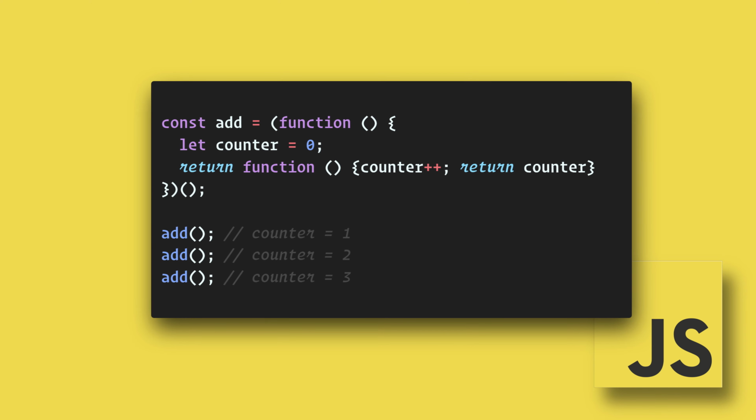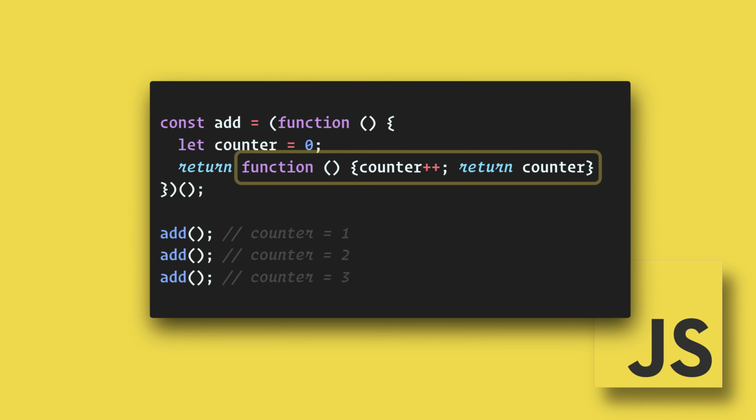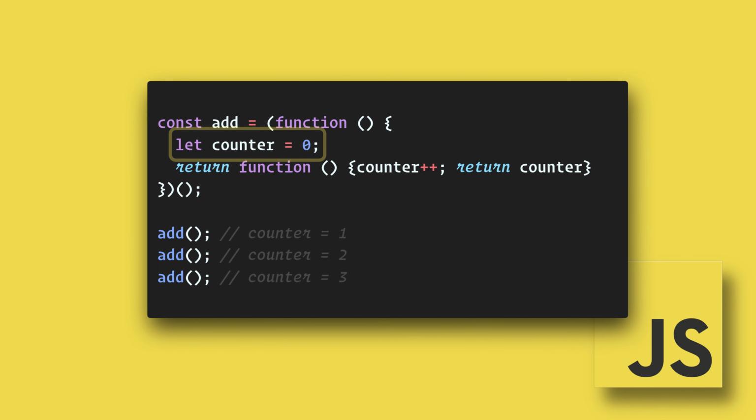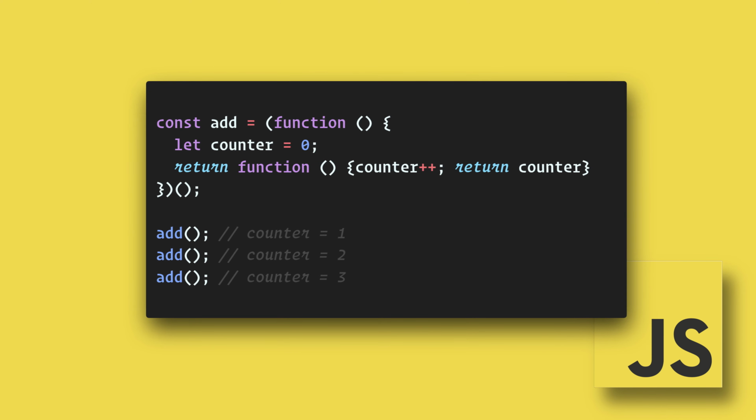Now when we call the add function, we are accessing the inner function, but still have access to the counter in the parent scope, even after the parent function has closed, all because of closures.